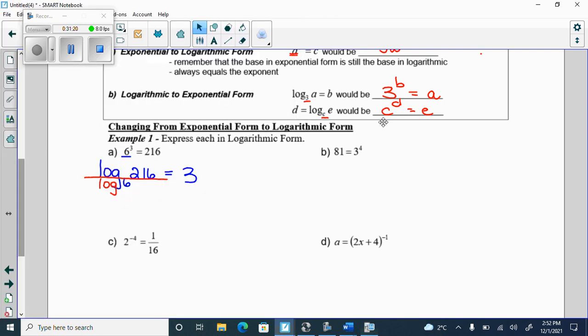Okay, we're going to convert this bad boy. So we're going to write this as log base 3 of 81 equals 4.